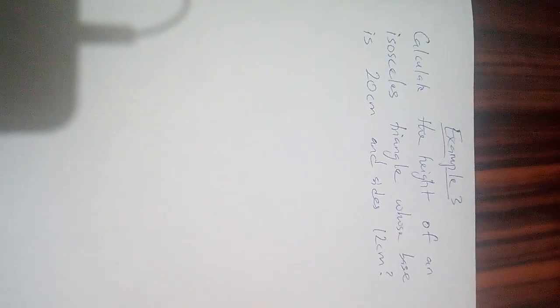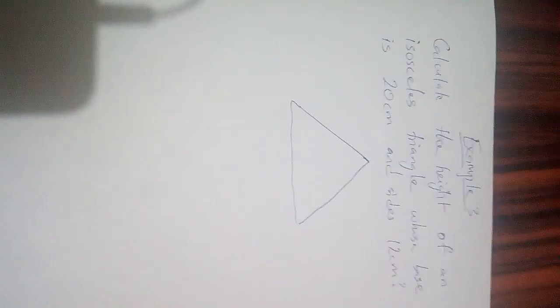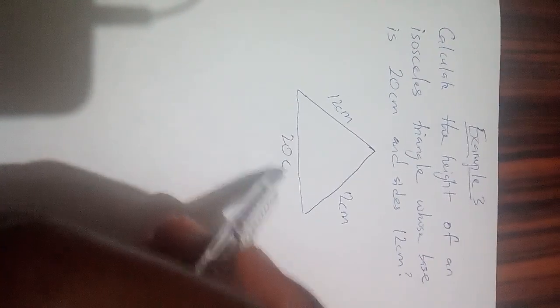All right, take a look at our example 3. This is a word problem, okay? It says calculate the height of an isosceles triangle whose base is 20 cm and sides 12 cm. Remember, one of the properties of an isosceles triangle is two sides are equal. And in this our question, we're told that side is 12 cm. So if here is 12 cm, this other side too will be 12 cm. Our base is what? 20 cm.